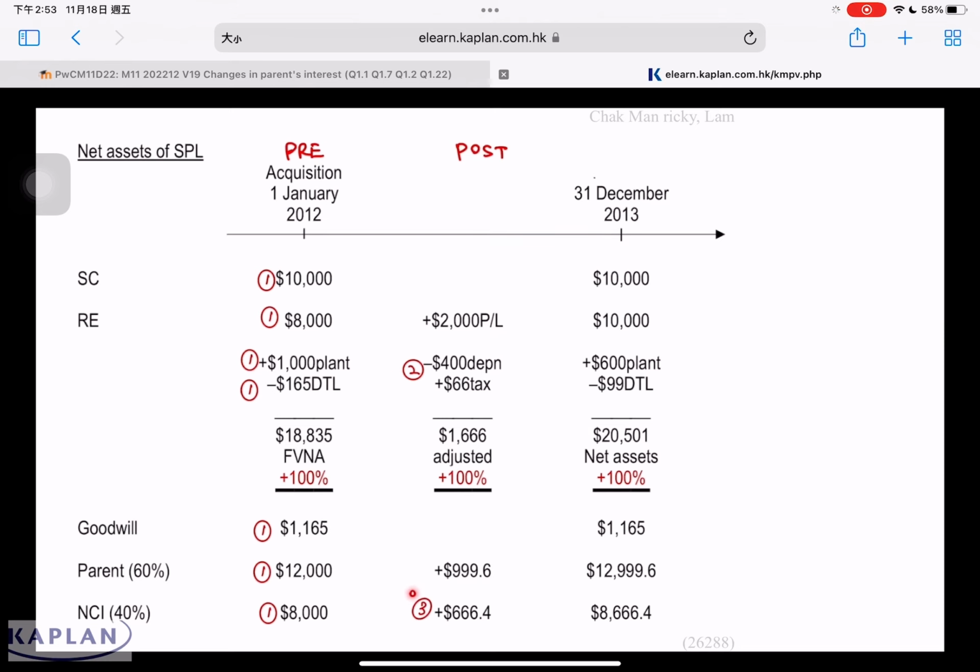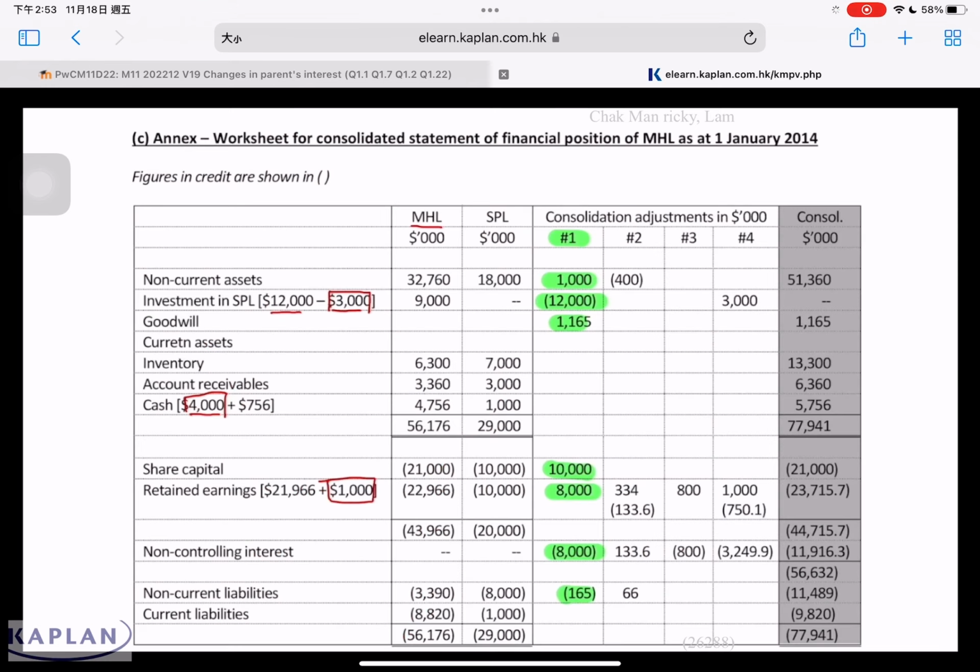Adjustment number 3 is to let NCI share. First, we must increase depreciation, reduce PPE, credit PPE, debit retained earnings, reduce the deferred tax liability, 66. The net of these two is equal to 334. 334, you must let NCI share, 133.6. Entry number 3 is to let NCI share the post-acquisition profits.